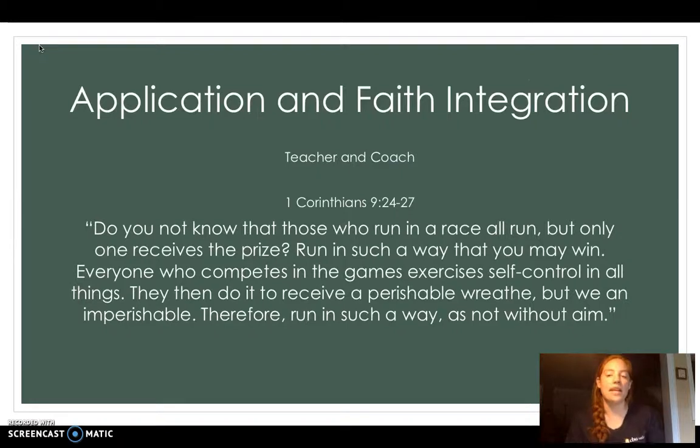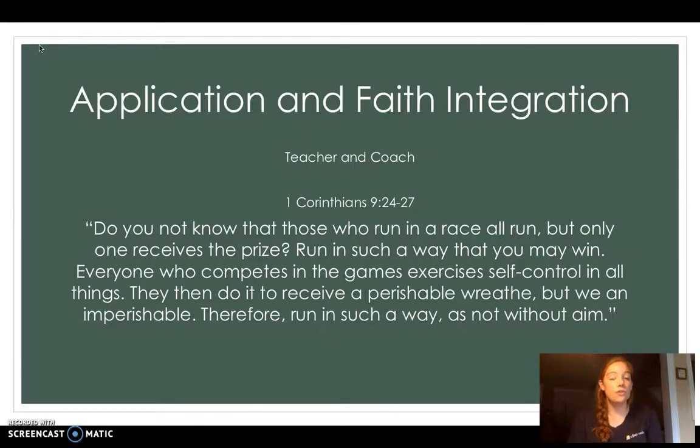So now, going into the application and faith integration. How it applies to me in my current or future career: I am a teacher and a coach right now. I teach PE and health, and I coach volleyball and basketball. I'm using this verse to guide me through that, 1 Corinthians 9:24 through 27. I know it's a common verse, but I'll read it.